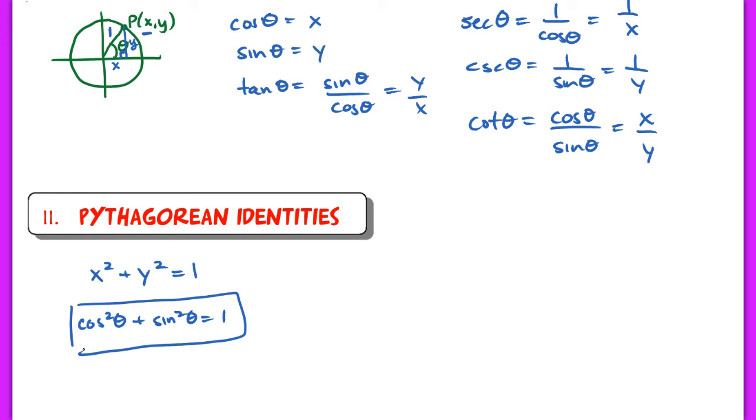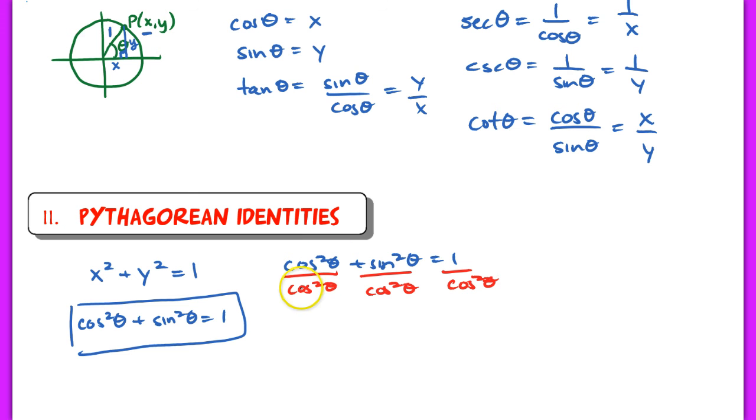Now, to derive others, I'm going to continue using cosine squared plus sine squared equal to 1. I'm going to use this identity here and manipulate it a little bit. First, I'm going to take everything and divide by cosine squared. So I'm dividing both sides of my equation by cosine squared.